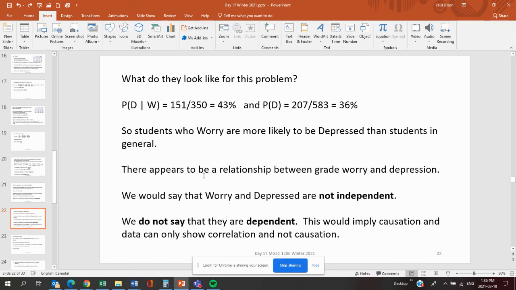Now, we didn't say they're dependent. We just said they're not independent. What we found is correlation in a sense, but not causation. The reason they say not independent is because the word dependent suggests causation. It says that one depends upon the other. And we don't know that. It may be something else that's causing both of them to happen. We just know there's a connection between the two.